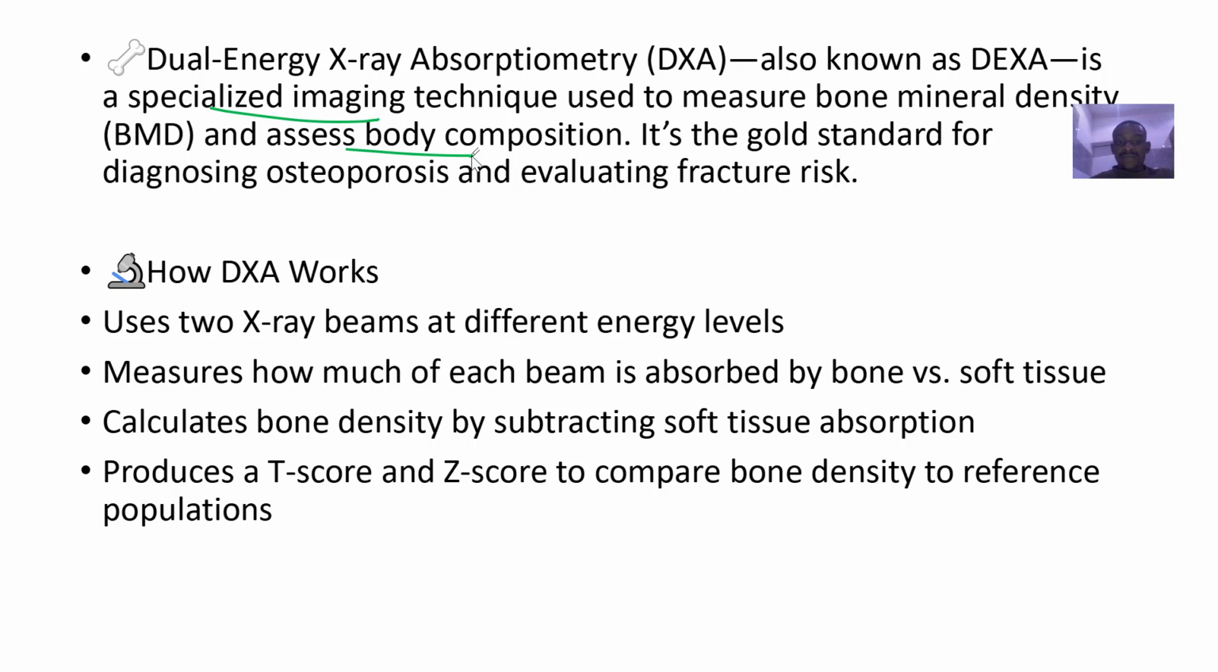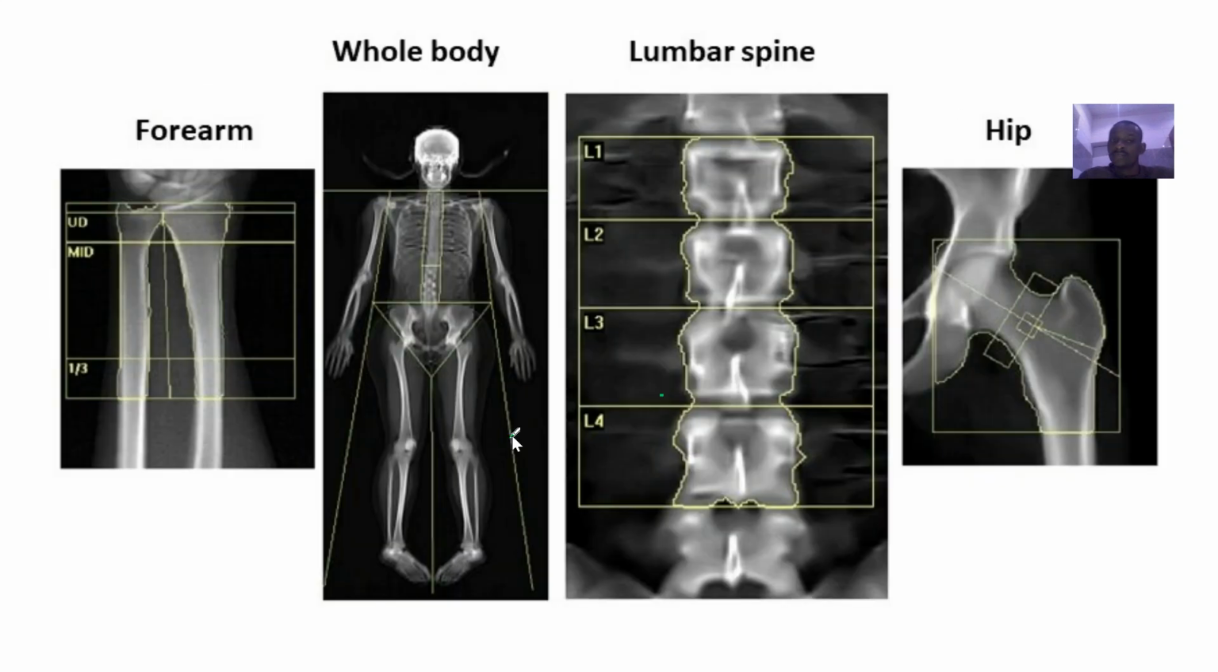We said that two X-ray beams at different energy levels measure how much of each beam is absorbed by your bone or soft tissues. So this can calculate bone density by subtracting what? Bone tissue absorption, right? They can measure it based on T-score and Z-score. I think with the T-score, they are trying to compare you with people in your age group, while the Z-score, they are trying to compare you to a younger person of your sex, and all of that.